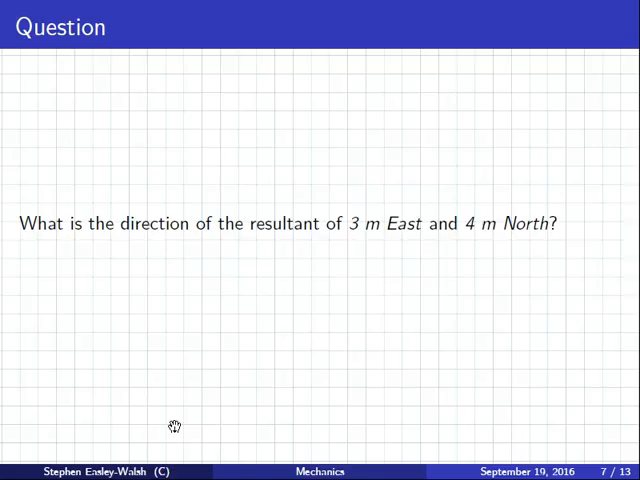Right. Try this for me. You'll need your calculator. If you don't have a calculator, you can use the one on your phone. This time, I want the angle, the direction.